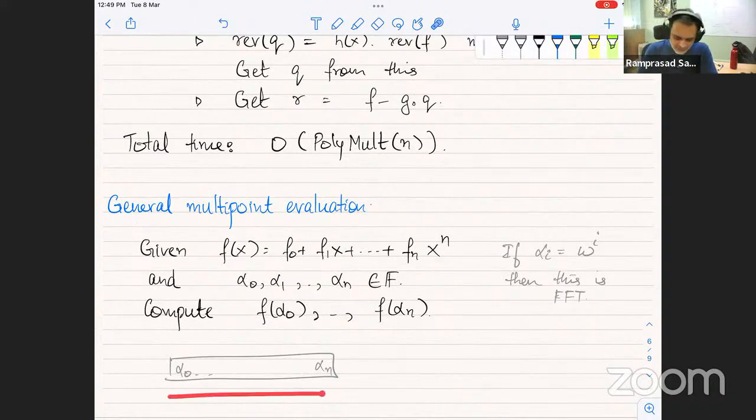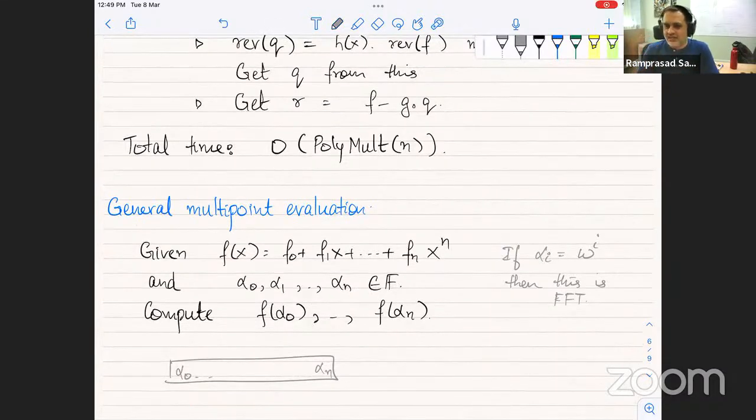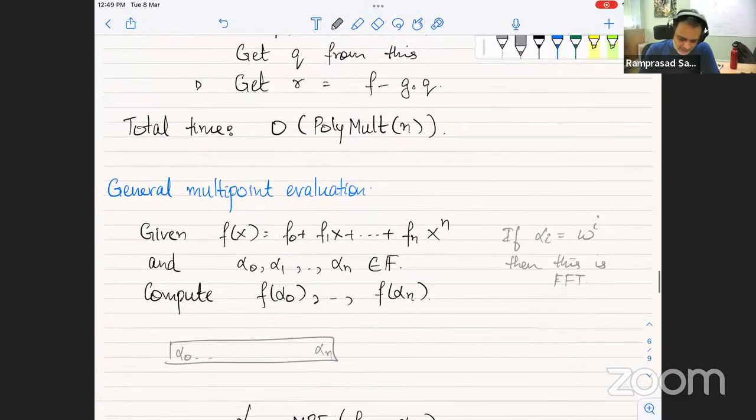So anyway, this is what I have to evaluate on these points. So I'm going to try and do a divide and conquer. Okay. I'll split this into two halves, and I'll call the left half alpha L. I'm just abusing notation. Alpha L is actually a set right now. And the right half, I'm going to call it alpha R. So the first n by 2 elements are in alpha L. The last n by 2 elements are in alpha R.